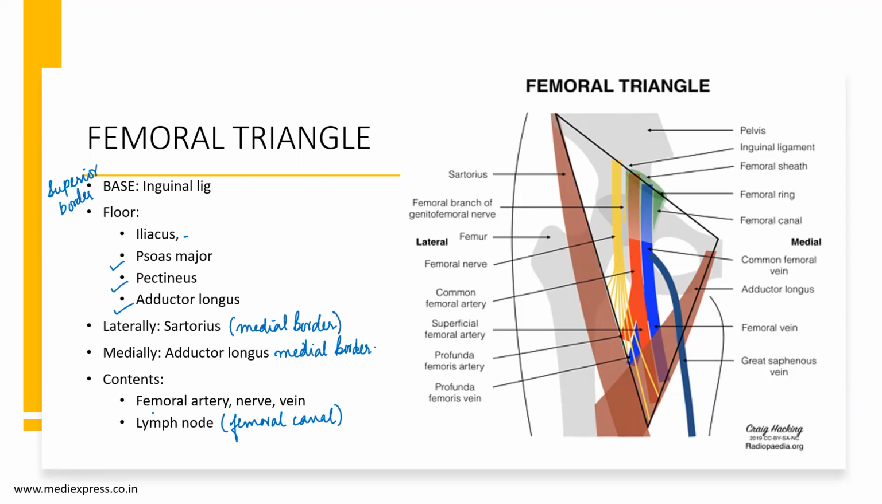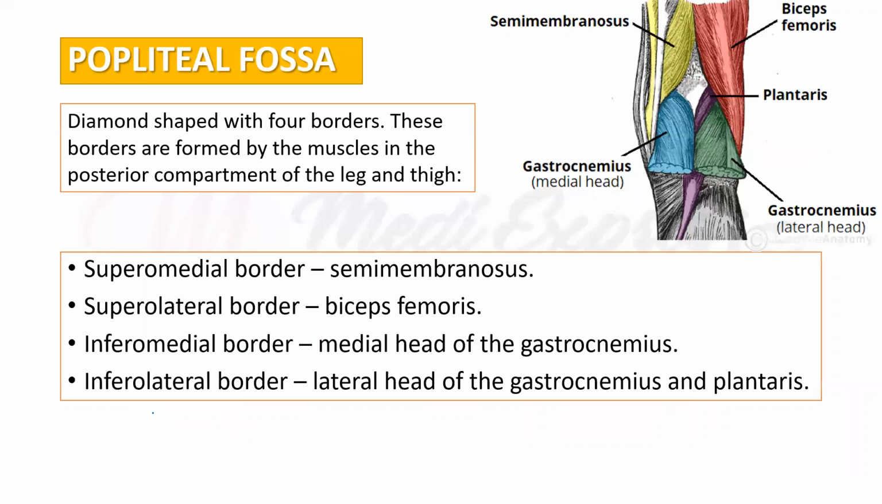Okay, so next one we're talking about is popliteal fossa. Popliteal fossa is yet again an important area in the lower limb. So popliteal fossa is basically nothing but a diamond-shaped area which is located on the posterior aspect of the knee. Remember, it is present in the posterior aspect of the knee. Now, I've already mentioned that it is a diamond shape, right? Now it has four borders, and these borders are formed by the muscles of the posterior compartment of the leg and the thigh.